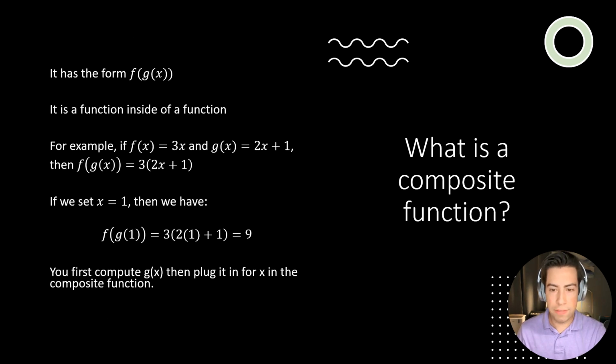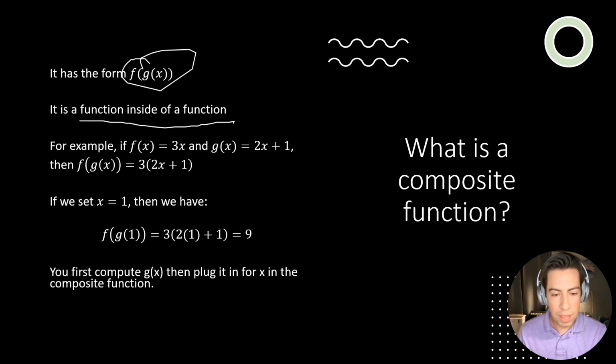Now, what is a composite function? A lot of times you'll see something that looks like this, and it can be kind of scary. Like, what the heck is going on here? I have a function inside of a function, kind of like a Russian doll. So basically, a composite function is quite literally just a function inside of a function. For example, if f of x equals 3x and g of x equals 2x plus 1, then f of g of x is going to be equal to 3 times 2x plus 1.